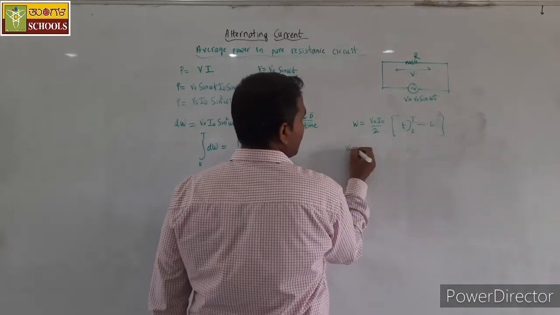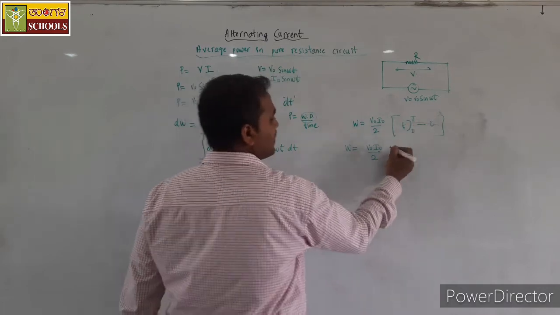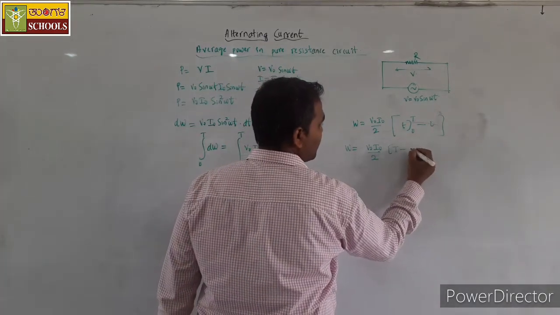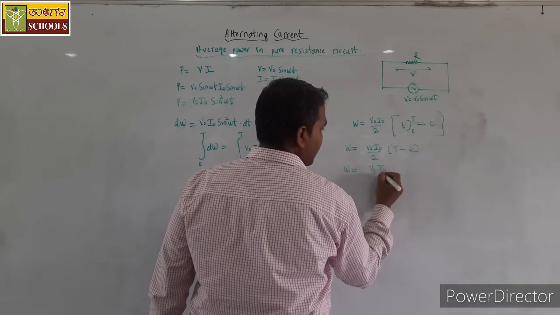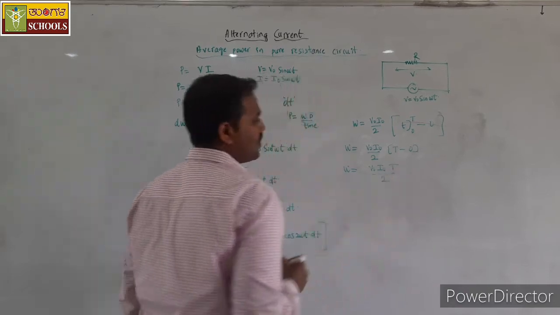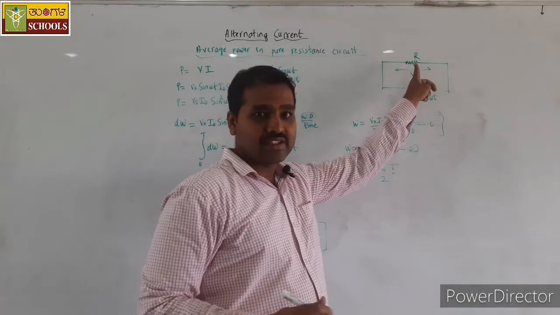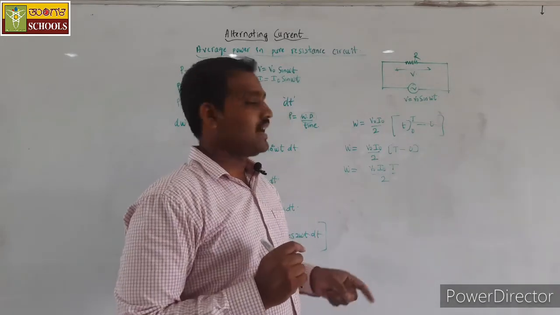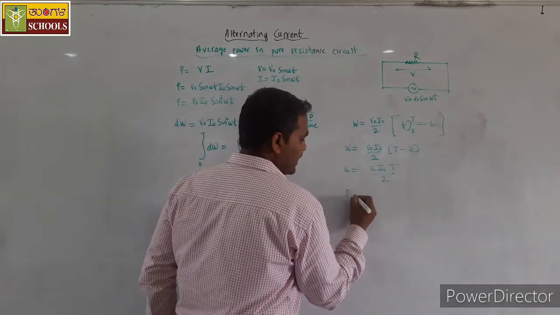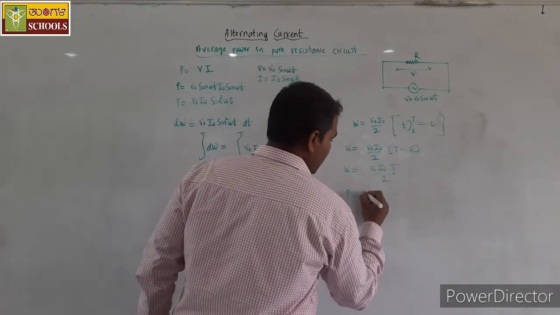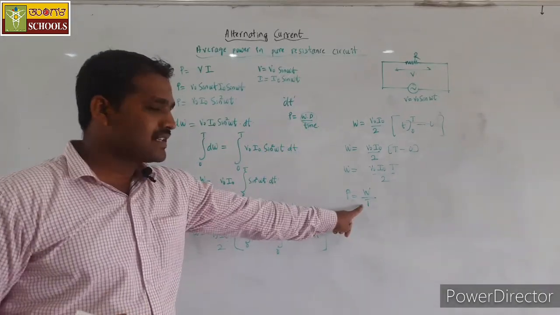So I will get work is equal to V naught into I naught divided by 2. Let us apply the upper limit, this will be capital T minus 0. So I will get W is equal to V naught into I naught T divided by 2. This is the work done to maintain the current through the resistor for one complete cycle. And by the definition of power, the power for the entire cycle is equal to what? P is equal to total work done divided by total time taken. Total time taken is capital T.